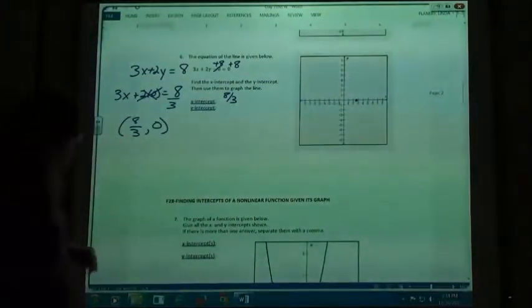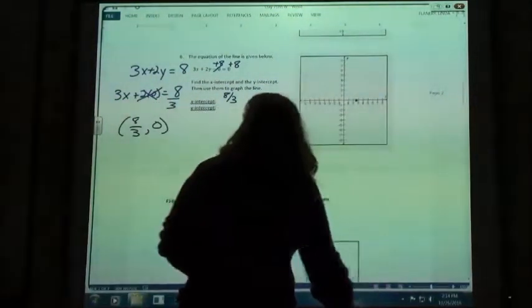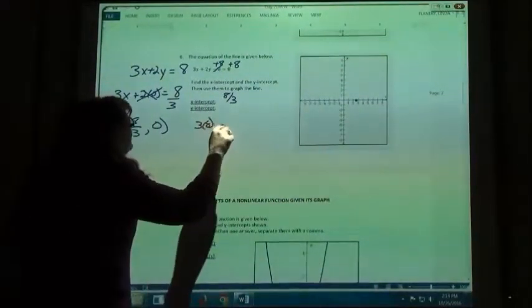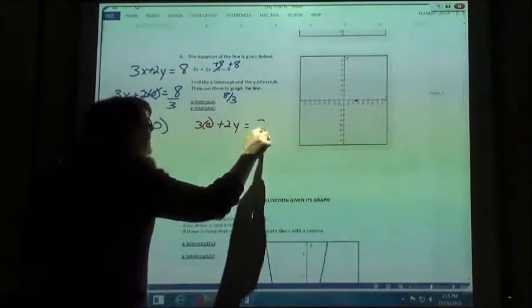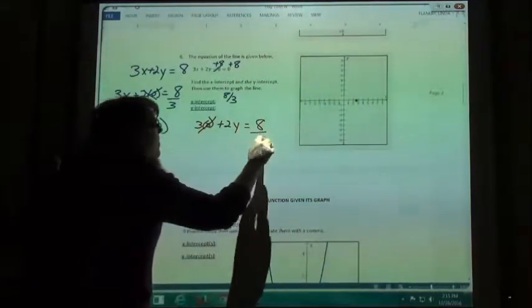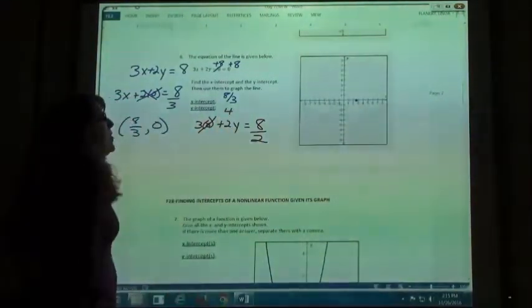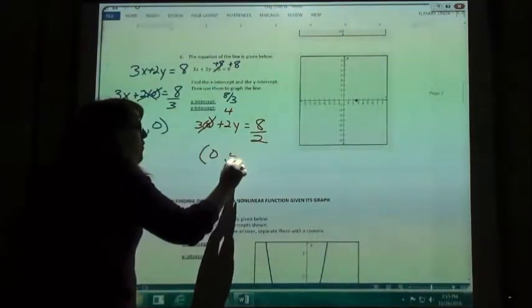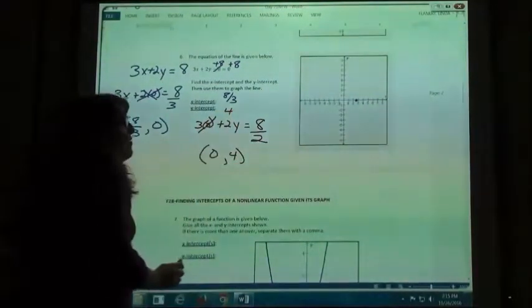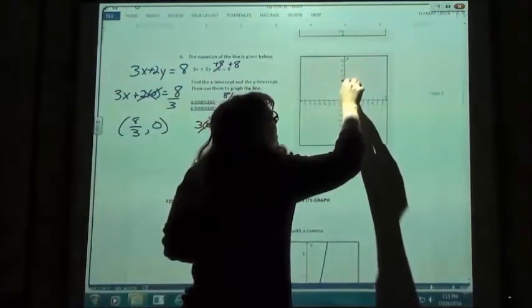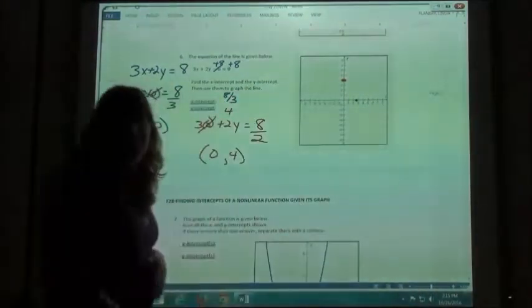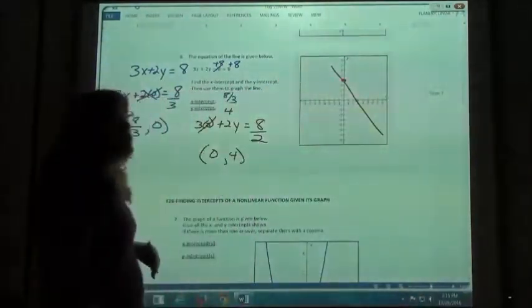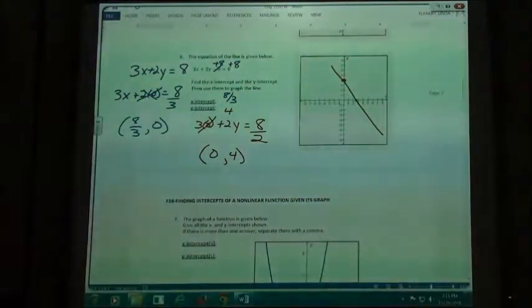Y-intercept, putting 0 in for x. So 3 times 0 plus 2y equals 8. I'm going to divide by my 2. So my y-intercept is 4. Again, I could put it in as 0, 4 with the y value being 4, or just click on the 4 on my y-axis because it's my y-intercept, and then I can click on my 2 dots and put my line in there.